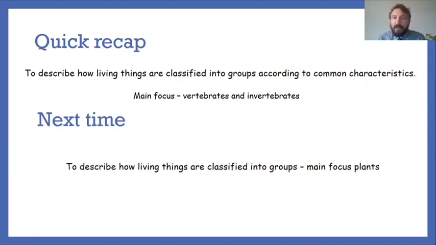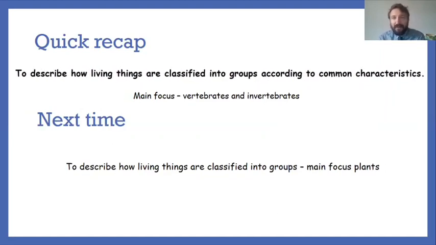Okay, so here we go. Quick recap on the quick session we had today. We were continuing our quest on describing how things are classified according to common characteristics, with the main focus on vertebrates and invertebrates. Remembering a vertebrate is anything with a backbone and an invertebrate is anything without a backbone. Okay, so next time we're going to look at how things are classified into groups with a main focus on plants.